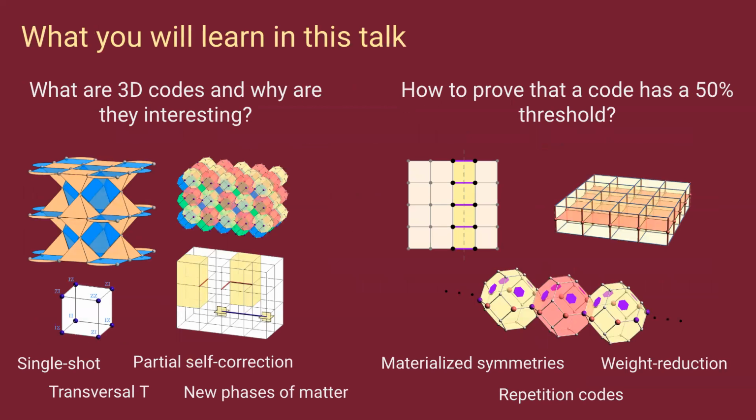Okay, so what are you going to learn in this talk? There are two main points that I want to convey. The first one is: what are 3D codes and why are they interesting? I'm going to talk about all the different properties that make them interesting, like single-shot error correction, parallel error correction, transversality, the fact that there are different phases of matter, etc. And then how to prove that a code has a 50% threshold, where I'm going to introduce the notion of material symmetry and the technique that we introduced called weight reduction, and also how to do mapping to repetition codes, and how it helps us to find those mappings.